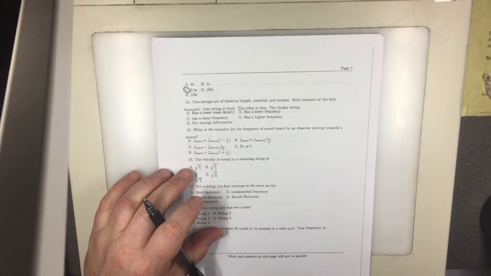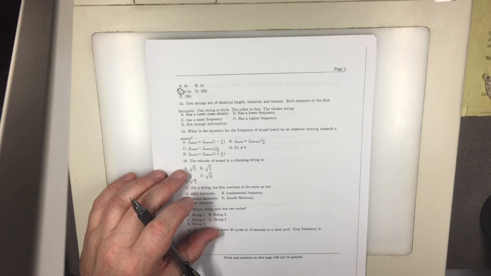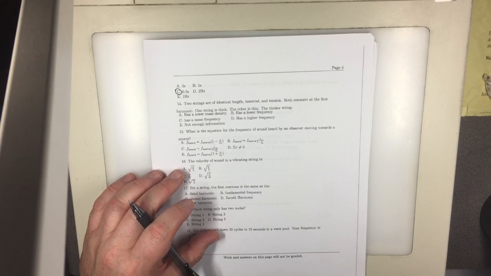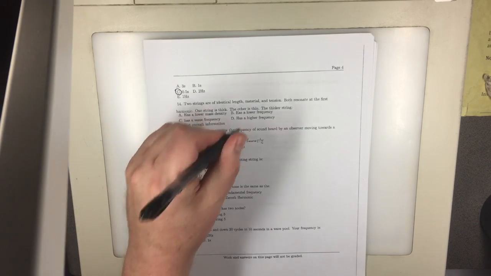Strings are of identical length. They're at the first harmonic. One is thick, one is thin. The thicker string has what? Lower frequency.